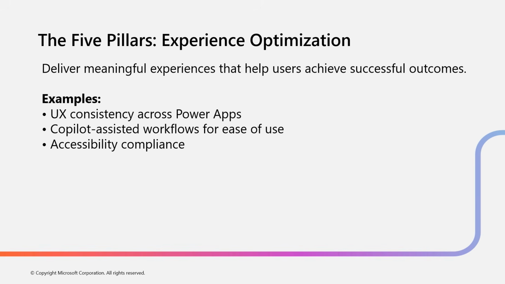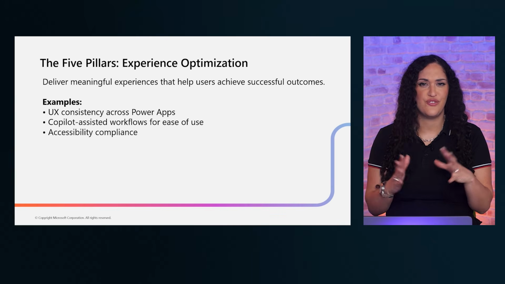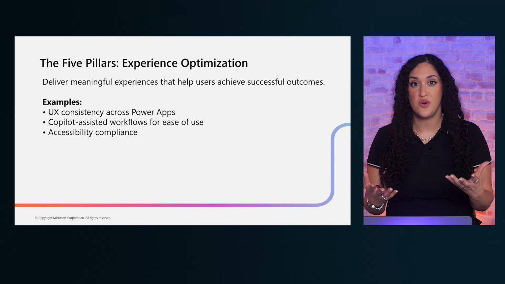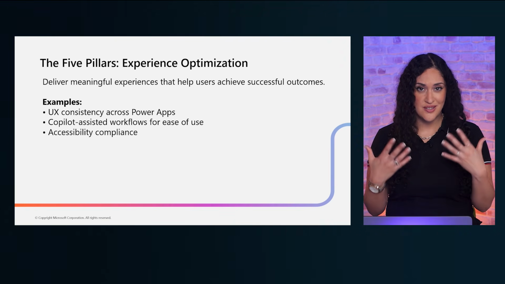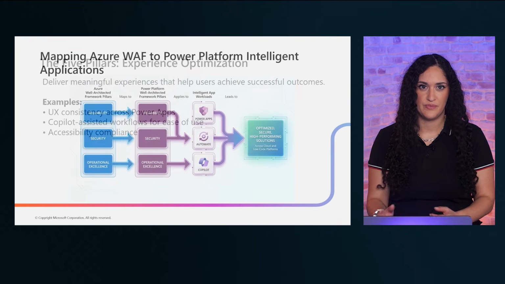The experience optimization pillar ensures your solutions deliver meaningful user experiences that lead to successful outcomes. Make sure you maintain UX consistency across power-ups, implement Copilot-assisted workflows that genuinely help users, and ensure accessibility compliance. The best architecture in the world fails if users find it confusing or unhelpful. So test your AI experiences with real users, gather feedback, and iterate. Technology exists to serve people, and the user experience proves whether it does.